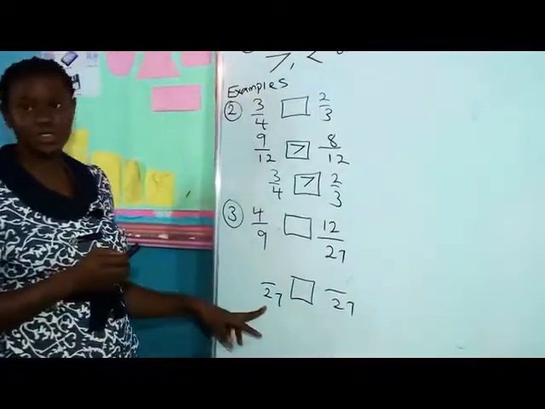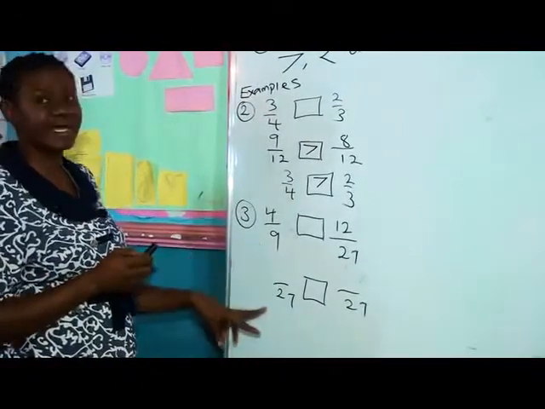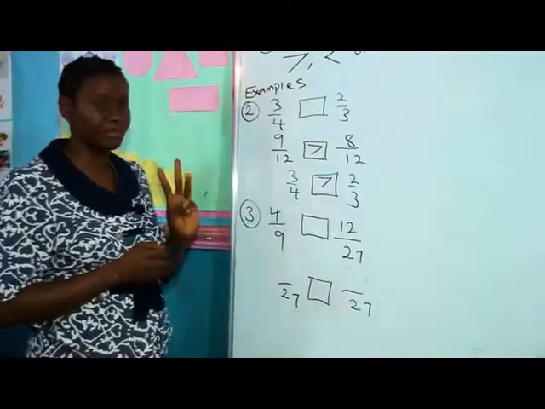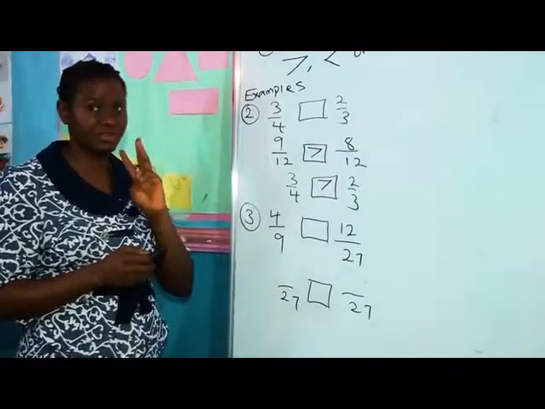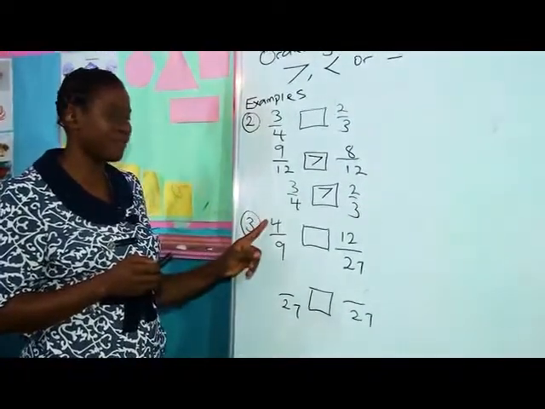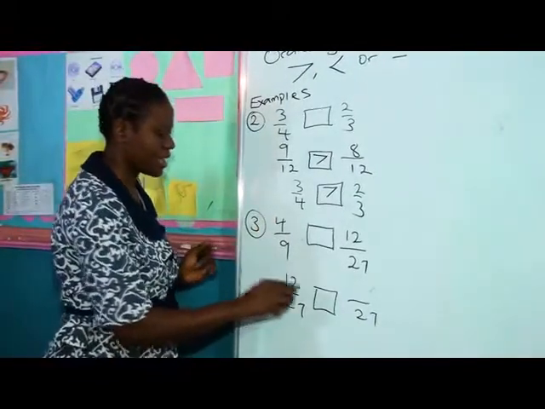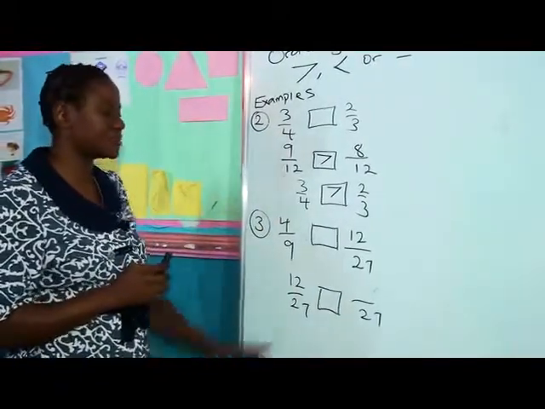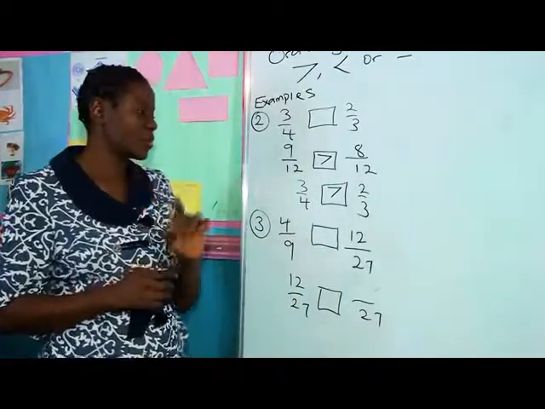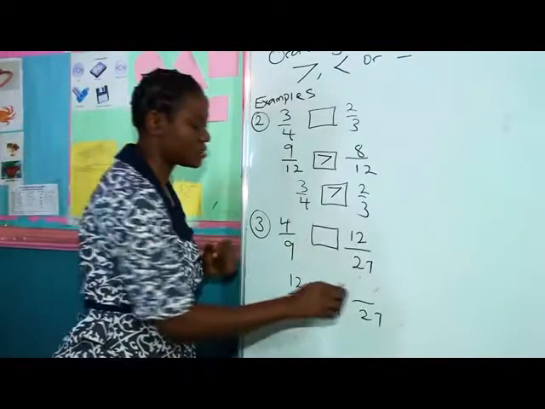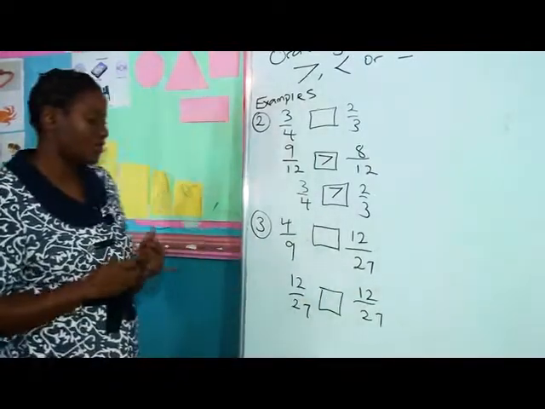How many 9 can I find in 27? 3. 27 divided by 9 will give me 3. Then 3 times 4 would be 12. I have 12 over 27. How many 27 can I find in 27? 1. 1 times 12 is 12.